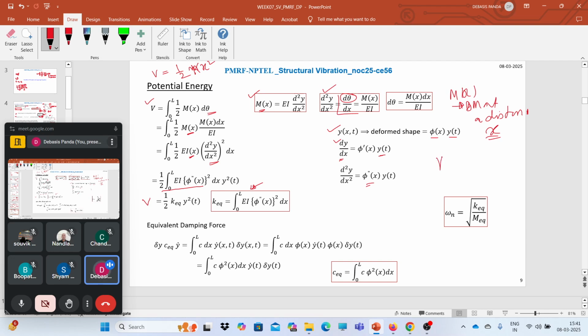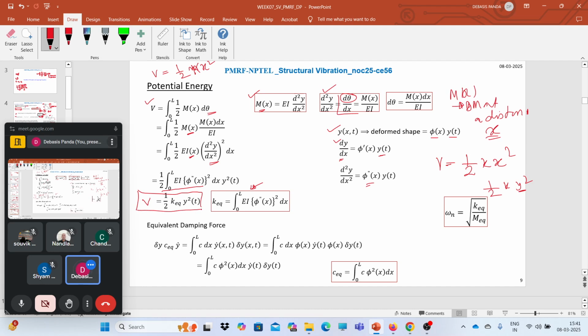So this is nothing but the equivalent stiffness of the dynamic system. We know that the potential energy V is half k into x square, or half k into y square if we have the generalized coordinate y. Similarly, half k equivalent into y square, because for this system y is the generalized coordinate or degree of freedom. So this k equivalent, or the term EI times the double derivative of the mode shape squared dx, gives us the equivalent stiffness of this continuous system generalized as an SDOF system. Once we have the equivalent mass and equivalent stiffness, we can easily calculate the first natural frequency of the generalized system.